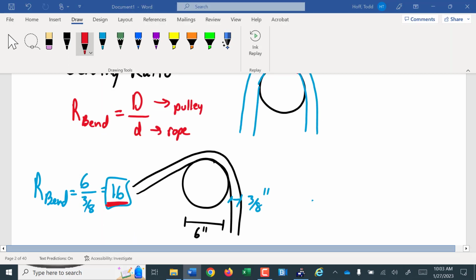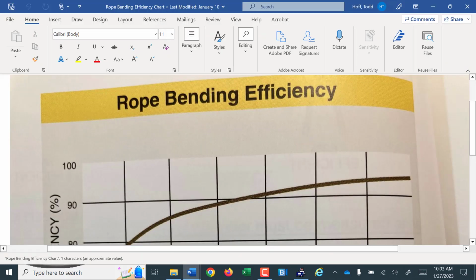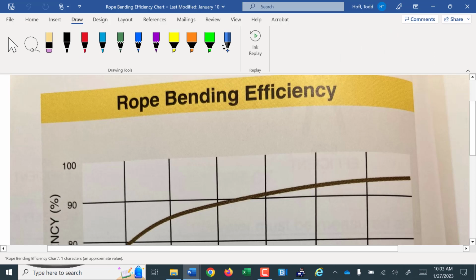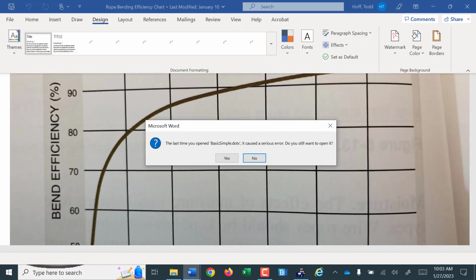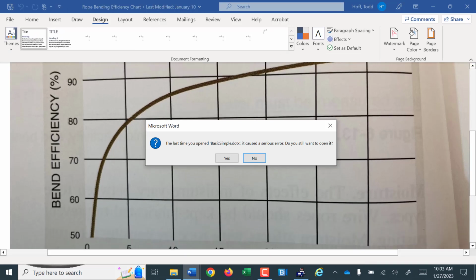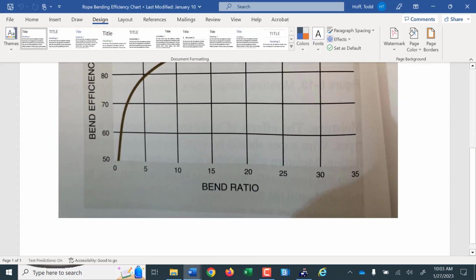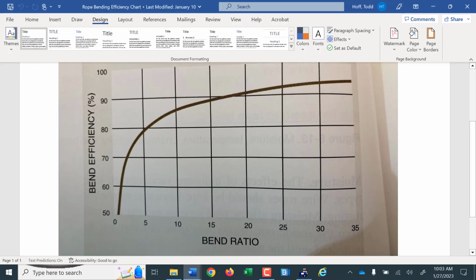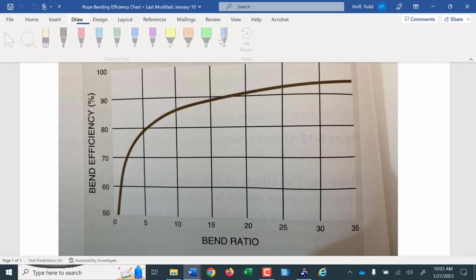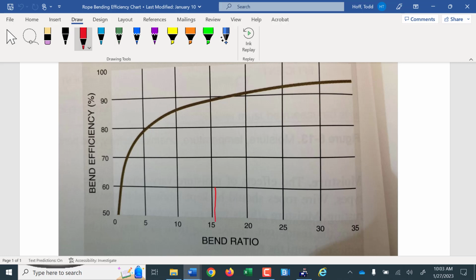So it's called the bending efficiency chart, and it basically is saying from this bending ratio, we can find an efficiency. So our bending ratio here was a 16. So trace that up. Now this is not going to be exact. We have to estimate. So this is showing just under 90%. 85 would be right there. So I'm saying this is probably somewhere around like an 88 or 89%.